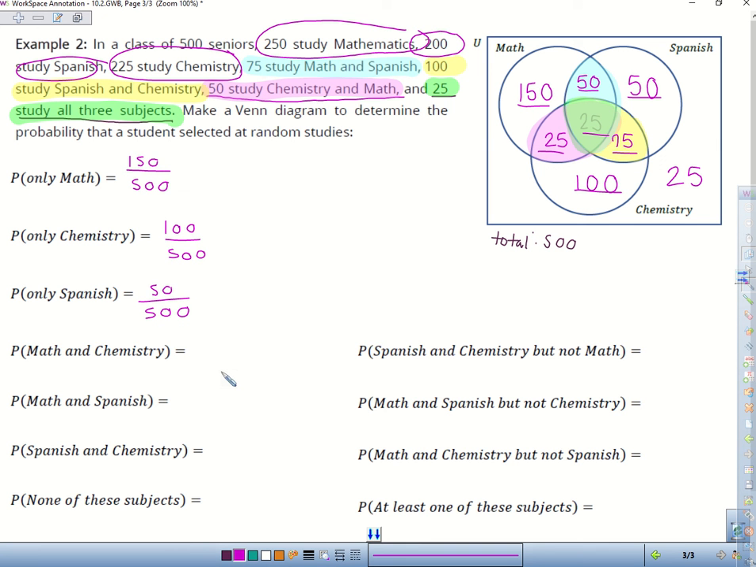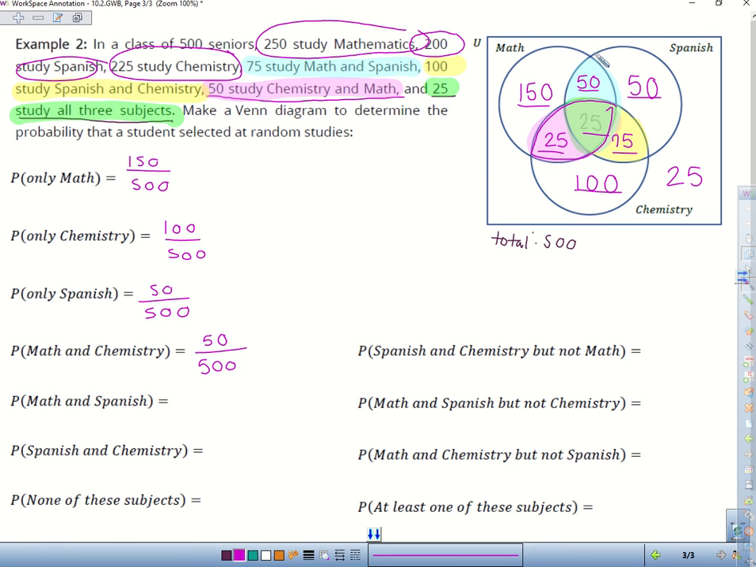How many are taking both math and chemistry? 250 out of 500. No, math and chemistry. Oh. These are all three of my least favorite subjects. I just realized that. So it's 50. Let's go. Because they didn't say math and chemistry, but not Spanish. They just said math and chemistry.